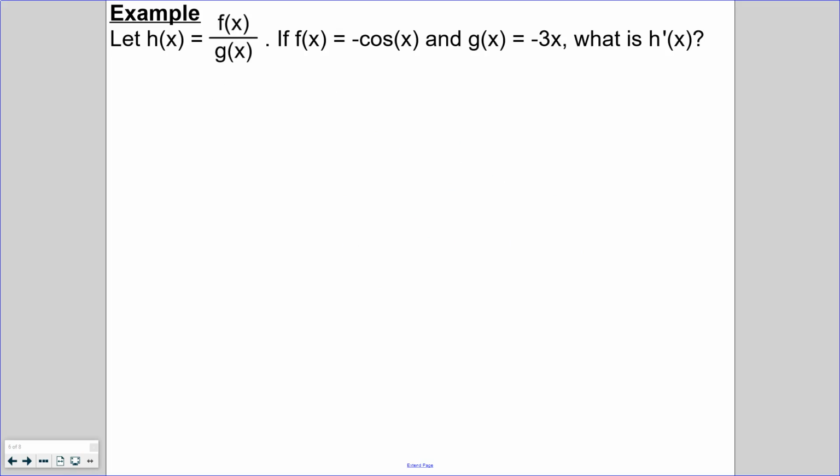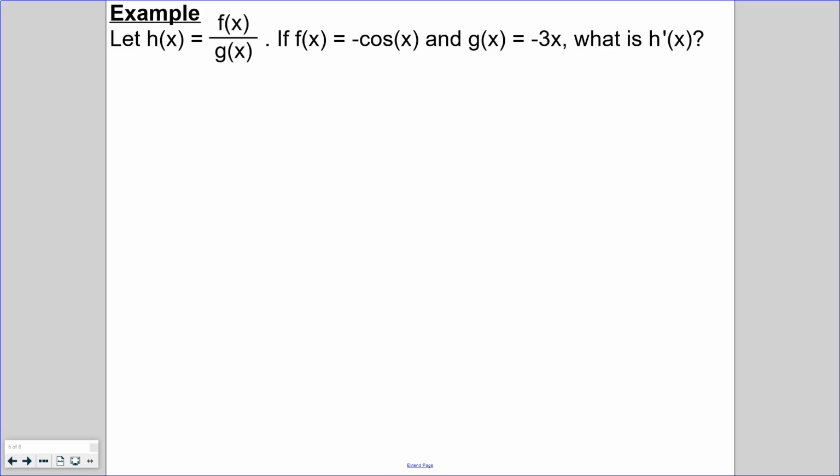Alright, so now let's take a look at how the trig functions are going to affect our quotient rule. So in this example, we're going to let h of x equal f of x over g of x, and we're told that f of x is going to be negative cosine, and g of x is going to be negative 3x. So what is h prime of x?